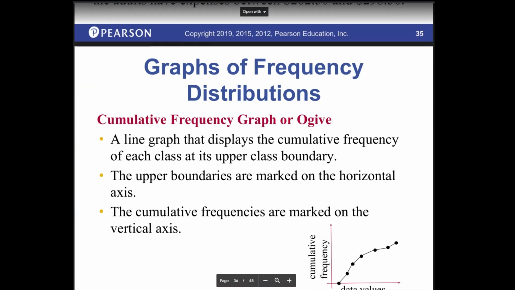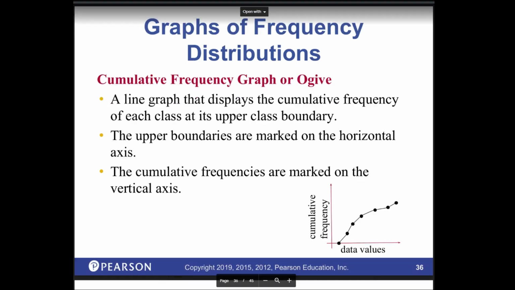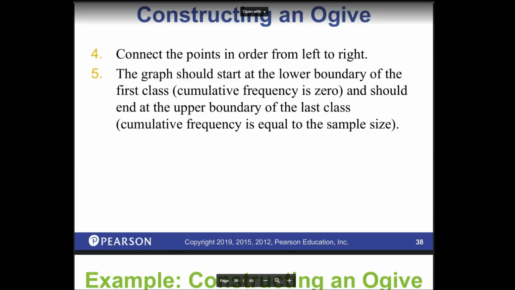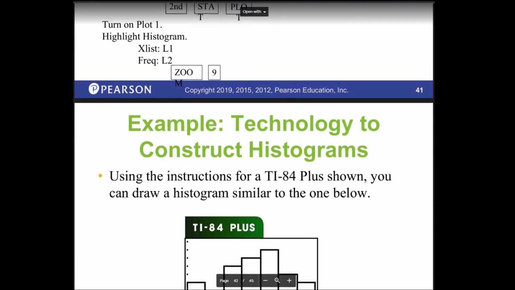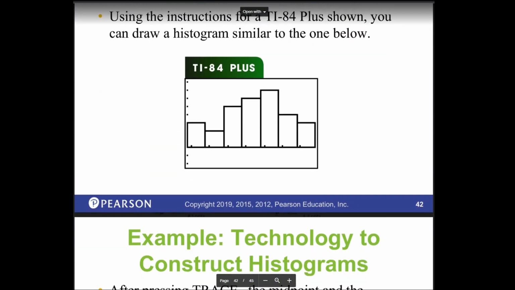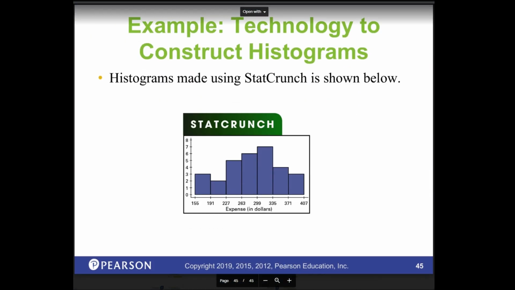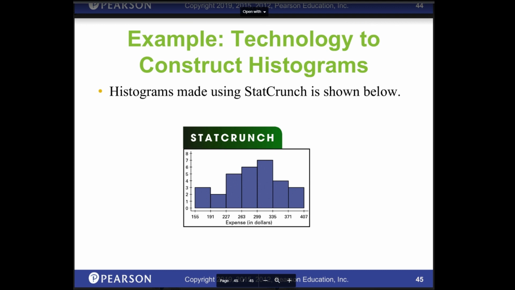We learned how to use a cumulative frequency graph, also known as the OGIVE, and how to construct it, and then we got an example of that. Then we learned how to put that into a TI-84 Plus, and how to do it on Minitab, Excel, and StatCrunch. So this concludes lesson 2.1.